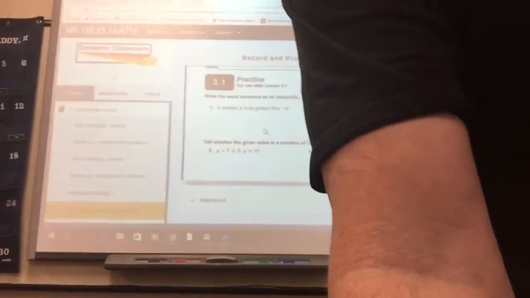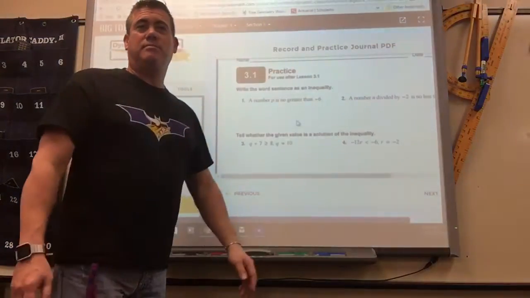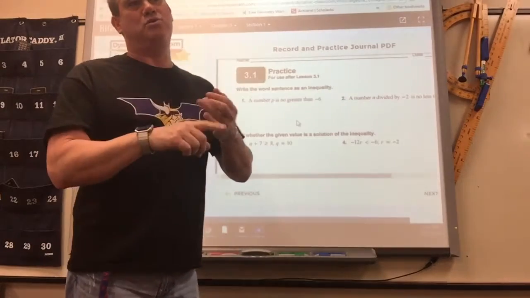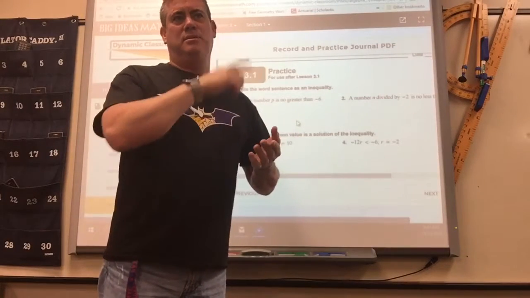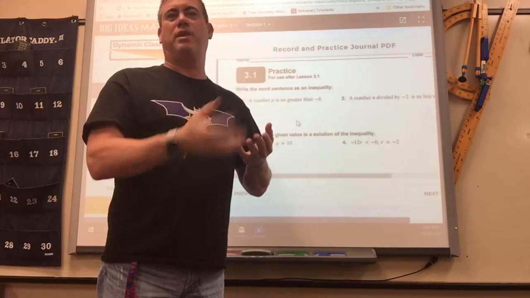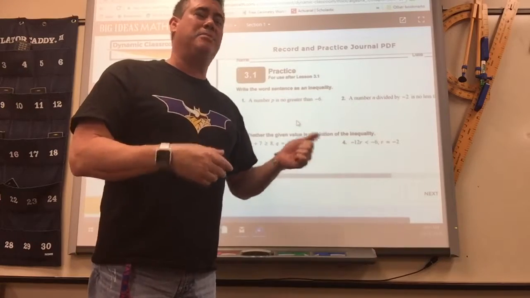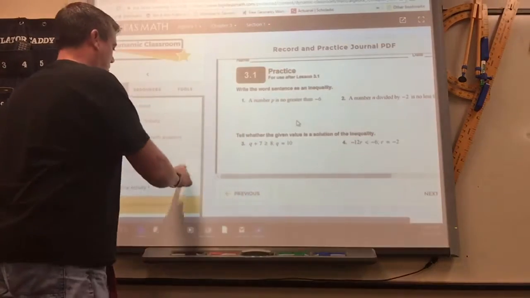Now, another thing I want to point out is that when we actually solve inequalities, they're exactly the same as solving equations. We solve 2x plus 1 equals 10: you'd subtract 1, divide by 2. Same thing. If you had 2x plus 1 is greater than 10, you solve it the same way. We're not doing that yet, but eventually that's what we will be doing.